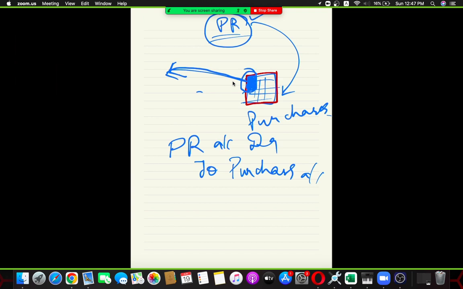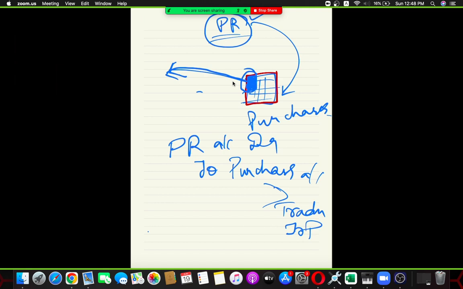Hope this makes sense. Now, let's try to understand this purchase return in a little more depth. Not too much, a little. As I've told, every account, once it is open, should be closed also. The purchase account you will close by passing it to the trading account, whatever the extra amount is, trading account to purchase account.